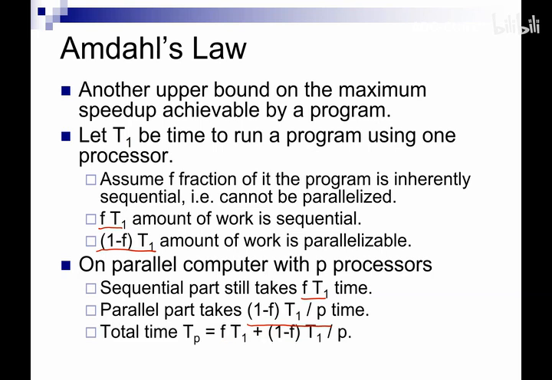Okay, so then the total running time for p processors is just the sum of the sequential part and the parallel part. So it's going to be f times t1 for the sequential part, plus (1 minus f) times t1 divided by p for the parallel part. And this is our parallel running time, TP.